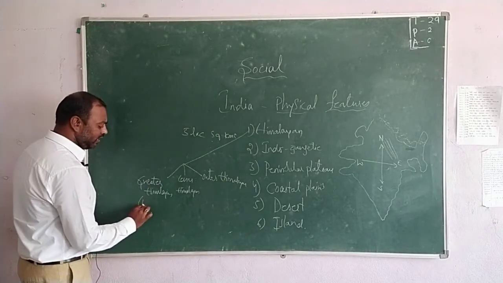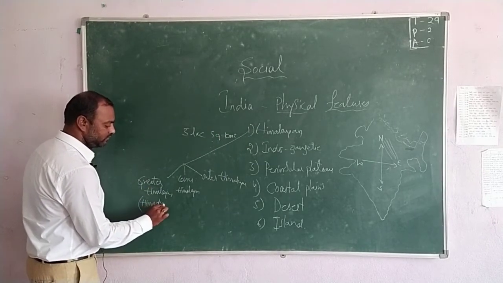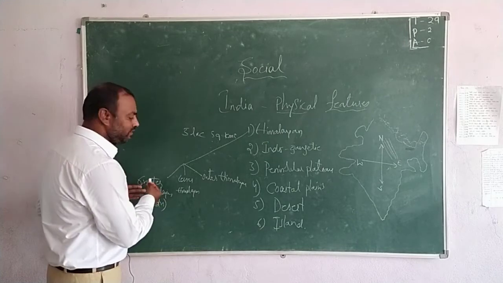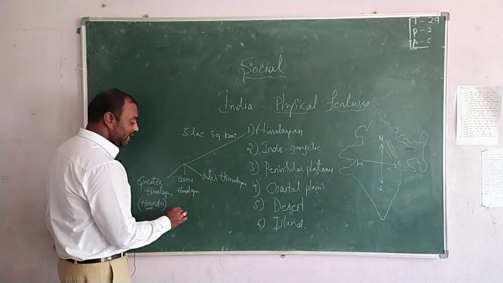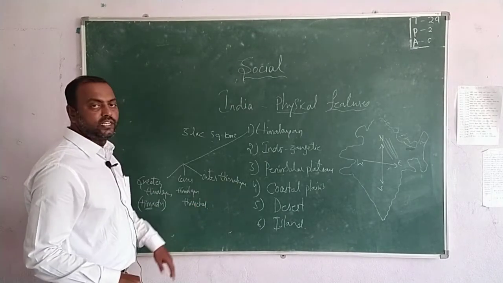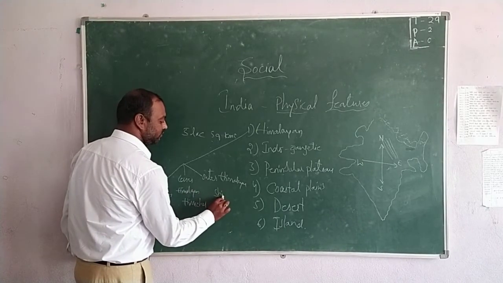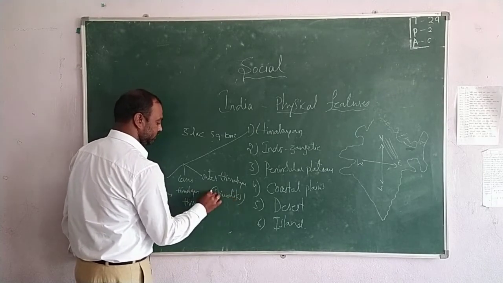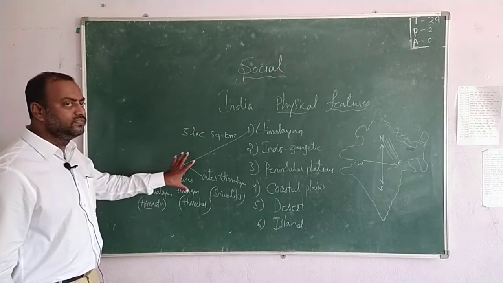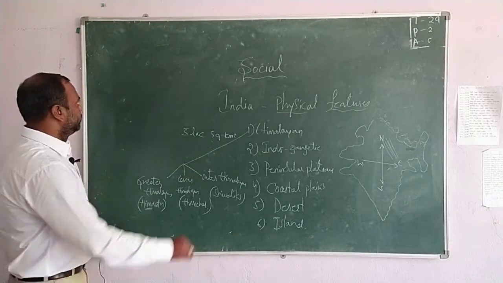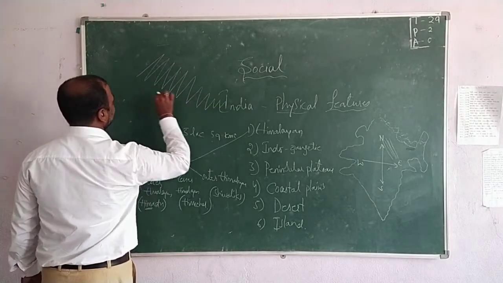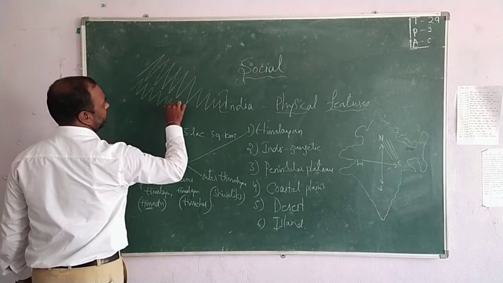Greater Himalayas are also called Himadri. Hima means snow. Throughout the year, they are covered with snow. For that reason, it is called Himadri. Lesser Himalayas are called Himachal, and outer Himalayas are called Shivaliks. So we shall come to know and understand each of these ranges in detail. So this is a picture of how it shapes as an arc on the northeastern side.